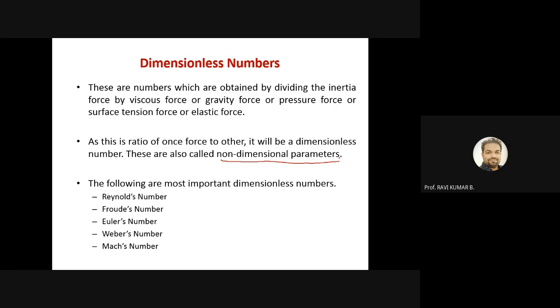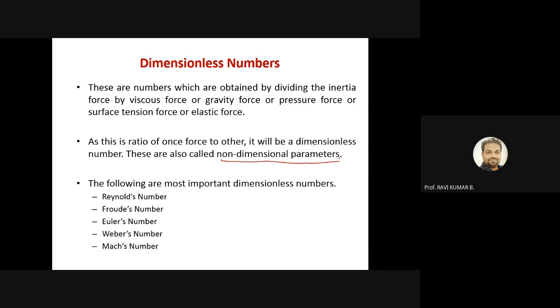Second is the Froude's number. This comes into effect when flow is taking place in open channels. In open channels, it accounts for two forces: gravity force and pressure force. Because it is atmospheric condition, gravity force will be present, and due to the pressure, your flow will be moving. So the ratio of pressure force and gravity force gives you the Froude number. Similarly, for Euler's number, you have elasticity into consideration. Then the Weber number, then the Mach number.